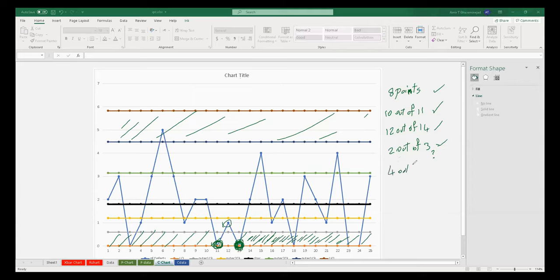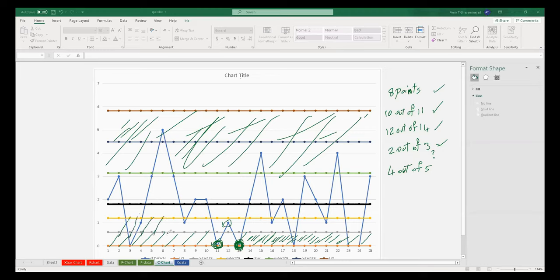Four of five consecutive points in the outer two-third. Do we see four out of five in this outer two-third? No, in total there are three. And on the lower side, four out of five consecutive points? I don't think so. We don't see four out of five in the outer two-third. So it is fine. And therefore, the question, is this process in control?